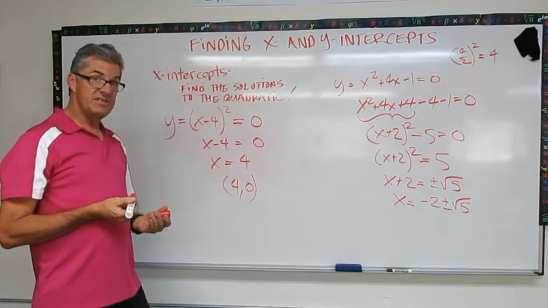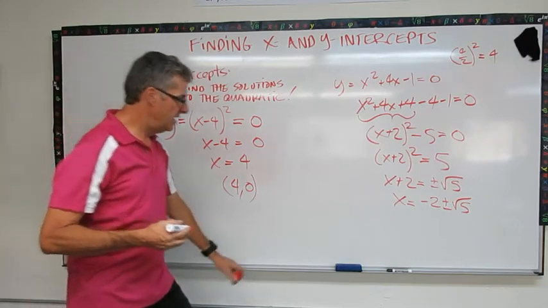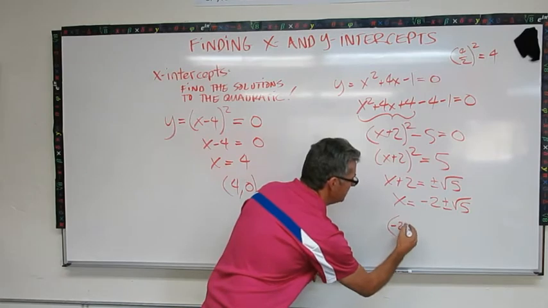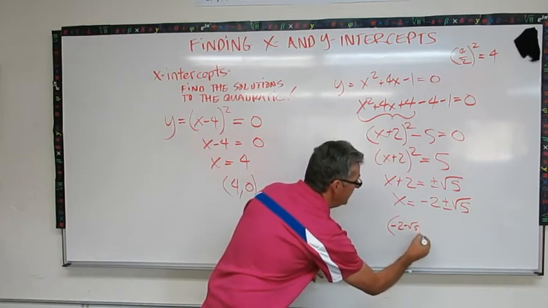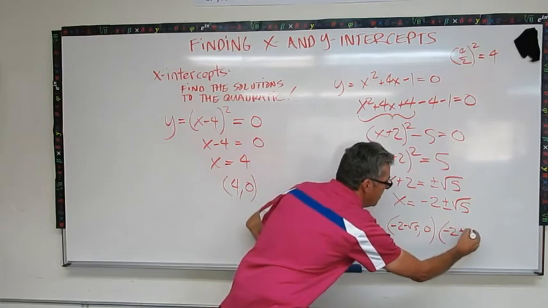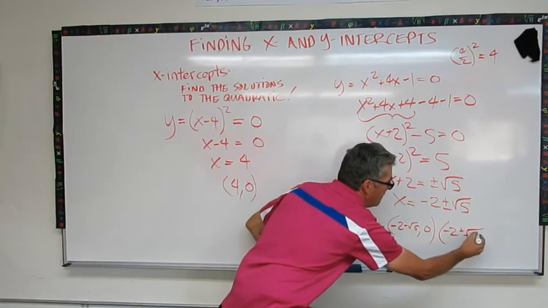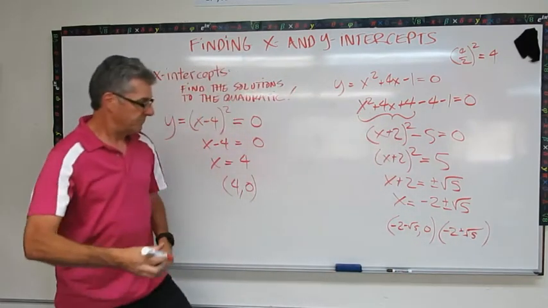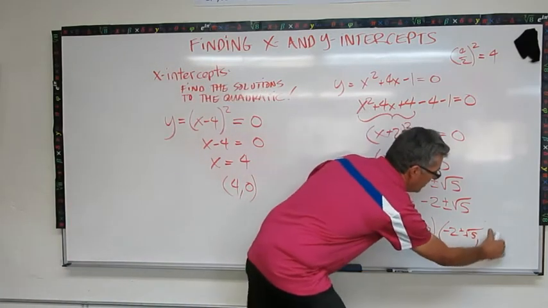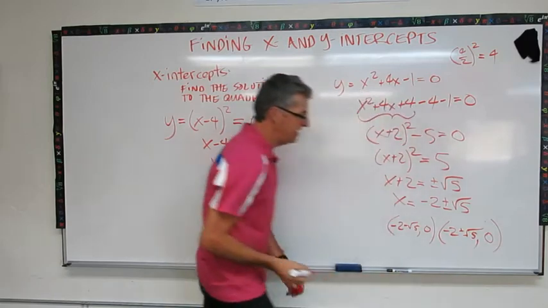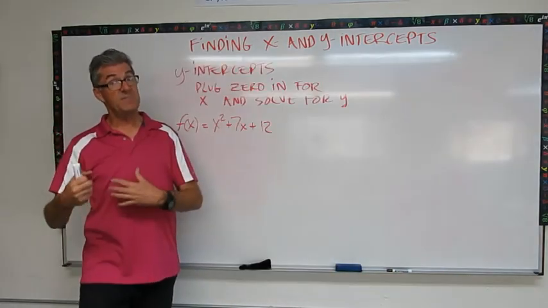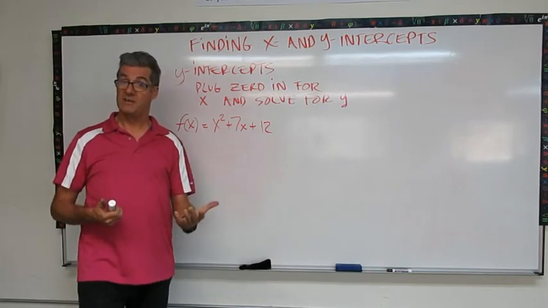Now if I want to express these as points, like we did here, I need to write them like this. It's (negative 2 minus root 5, 0) and (negative 2 plus root 5, 0). Like that. Okay? Now let's do the same thing, but find the y-intercepts.